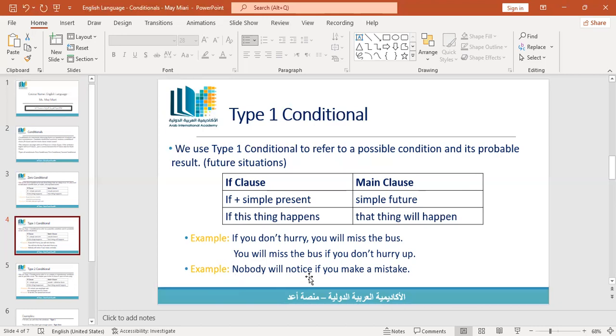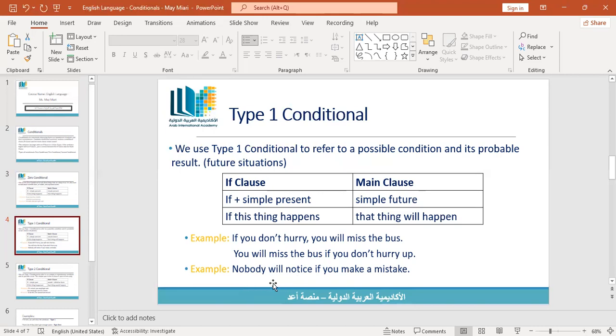For the second sentence, nobody will notice if you make a mistake. Nobody will notice is the main clause. We can start the conditional sentence with the main clause followed by the if clause. And we always use the simple future in the main clause, whether we start the conditional sentence with the main clause or the if clause.